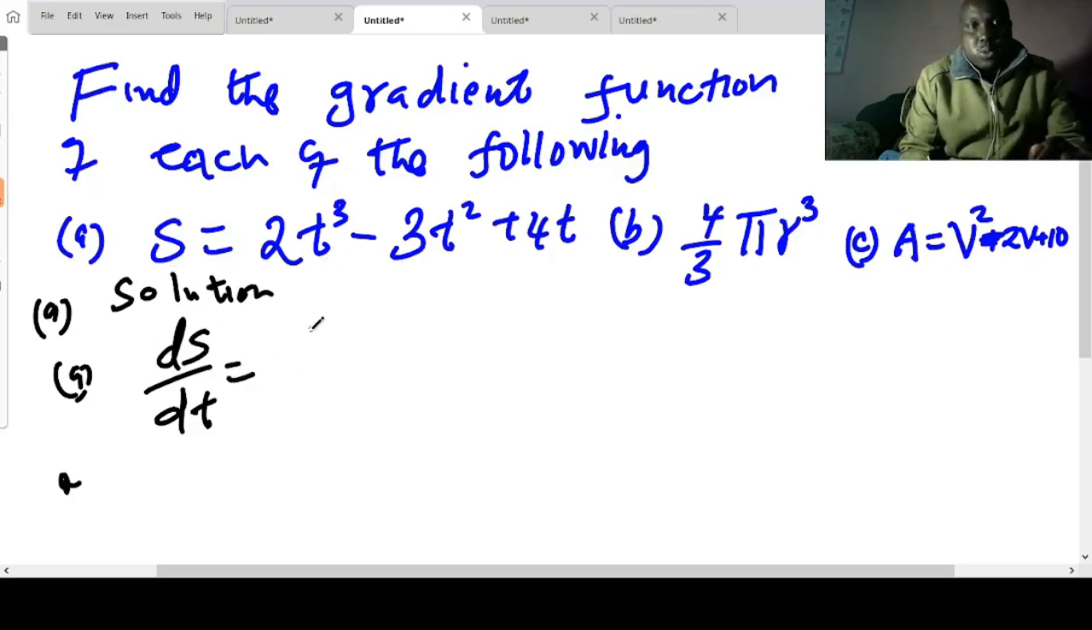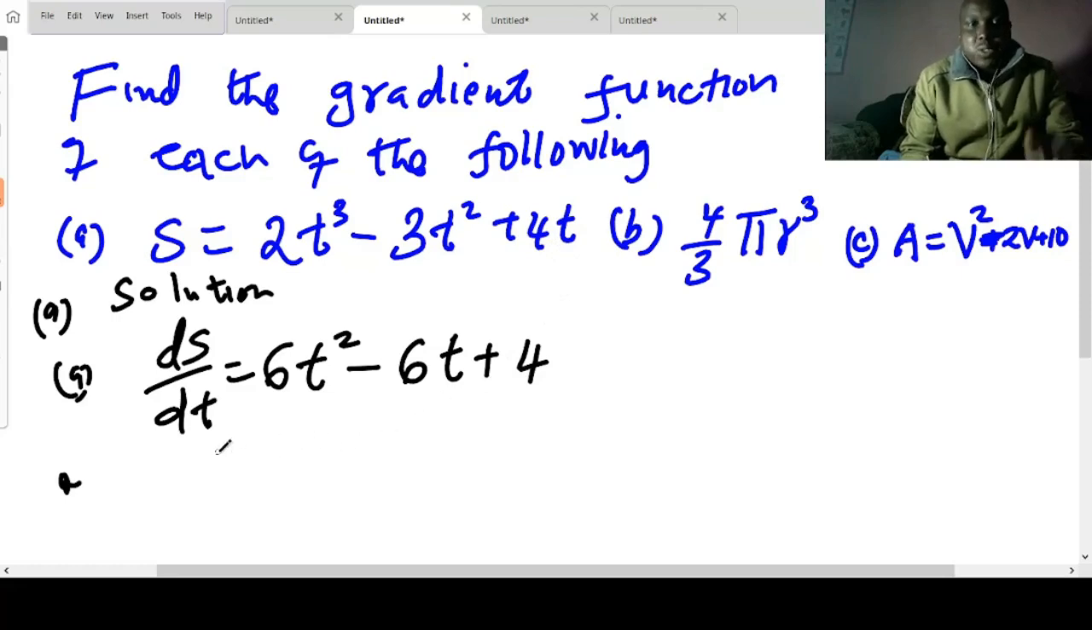Now this one is going to be, the coefficient is 2, the first term, the power is 3. So that is 6t squared. Now you understand what I'm doing. Minus, the power is 2, the coefficient is 3. So that is 6t. 2 minus 1 is 1. And then plus 4t, that is going to be 1 times 4, that is 4. And that is the gradient function for the first one.